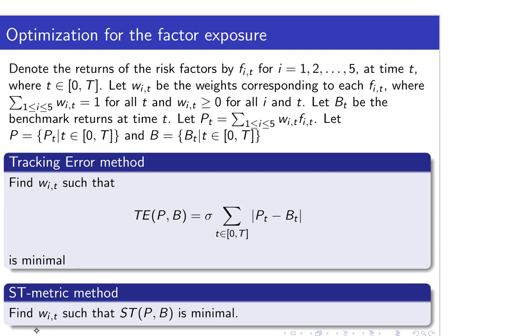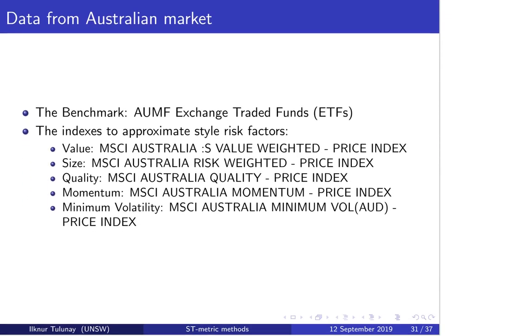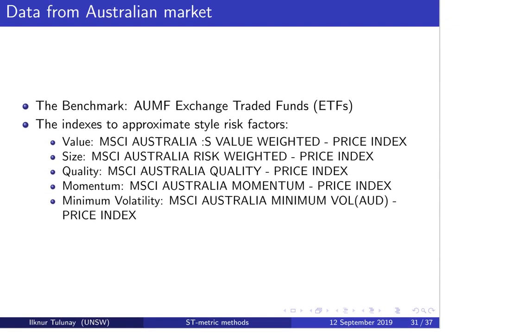So we introduced that we calculate the weights by taking the minimum of the ST metric rather than this condition. Instead of this condition, we replace it with the minimization of the ST metric. And the outcome, I would just like to show you the outcome. This is the data that we used.